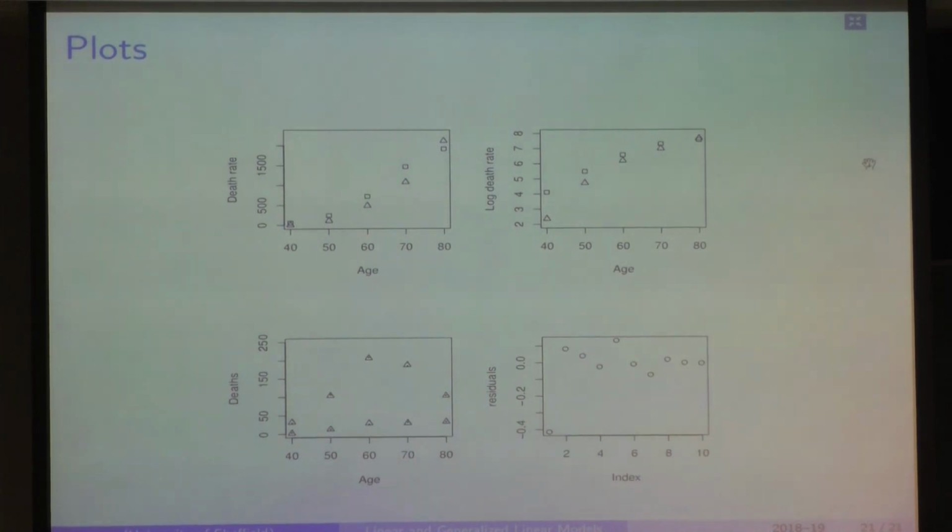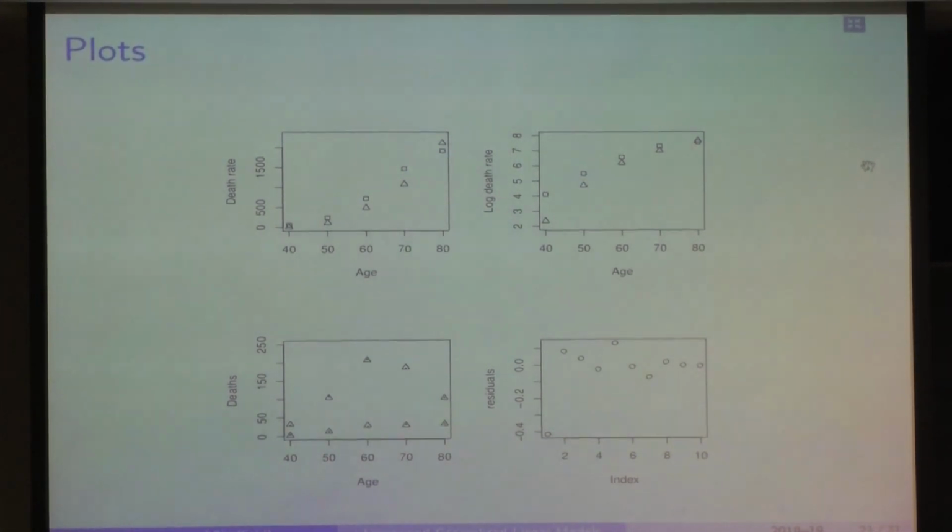Okay, so that's gone through chapter 5. So next week I will do chapter 4, which is the binomial regression one.